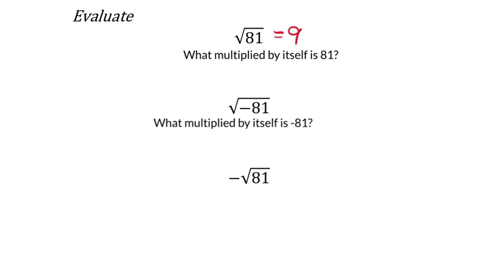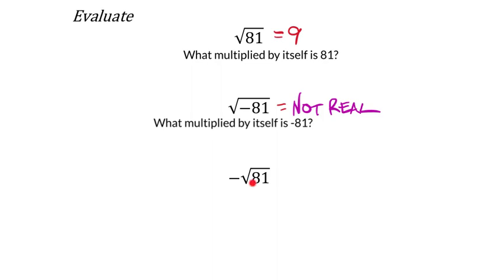And this is where we run into problems because some students would say negative 9. Well, negative 9 times itself, negative 9 times negative 9, is positive 81. So as it turns out, this is one of those where we would just say this one is not real.